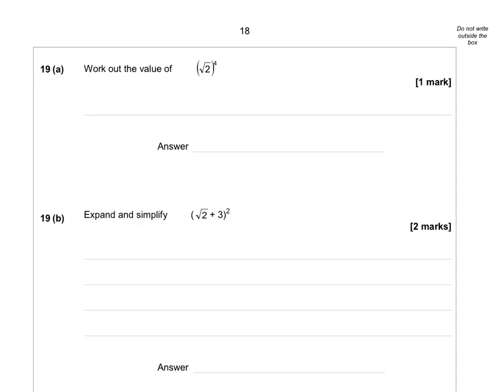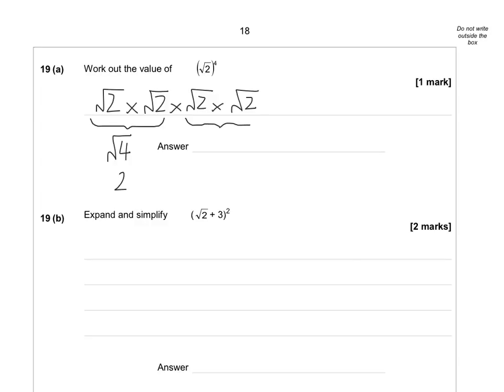Right, so we have a question about surds here. We've got to work out the value of the square root of 2 to the power of 4. So we've got to work out square root of 2 times the square root of 2 times the square root of 2 times the square root of 2. What we need to know is that the square root of 2 times the square root of 2 is the square root of 4, which is 2. So the answer is 2 times 2, which is 4.